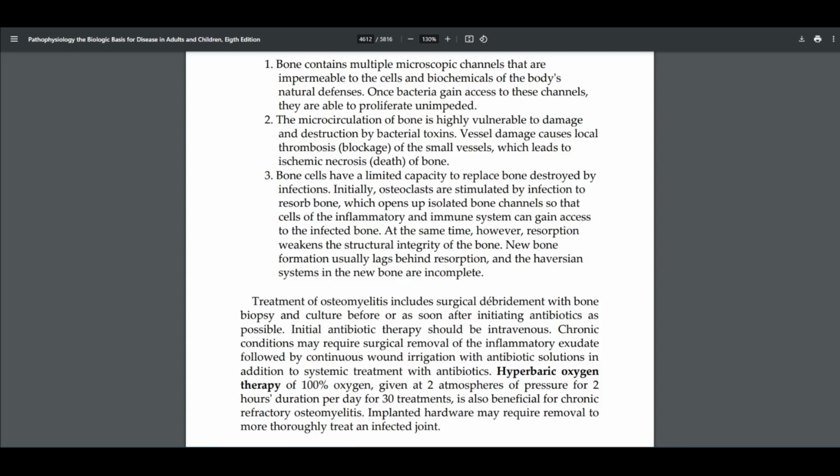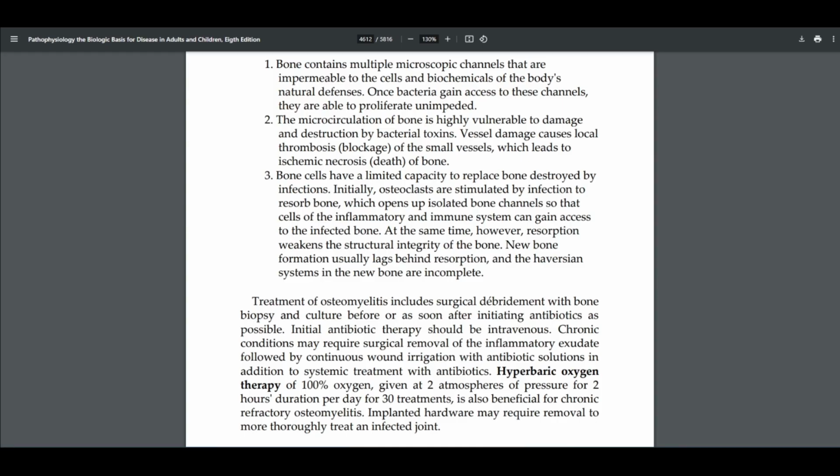Bone cells have a limited capacity to replace bone destroyed by infection. Initially, osteoclasts are stimulated by infection to resorb bone, which opens up isolated bone channels so that cells of the inflammatory and immune system can gain access to the infected bone. At the same time, however, resorption weakens the structural integrity of the bone. New bone formation usually lags behind resorption, and the vascular system in the new bone is incomplete.